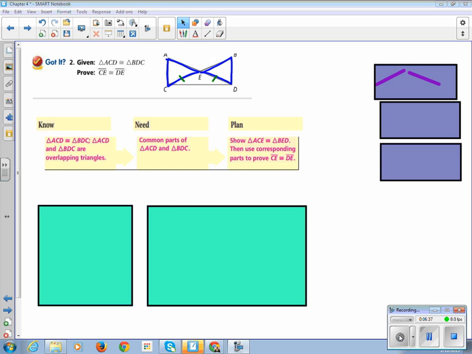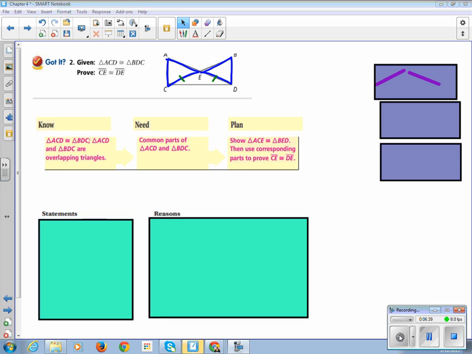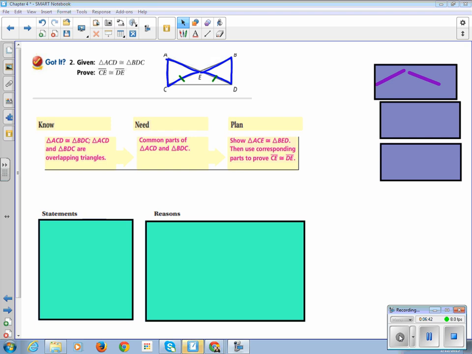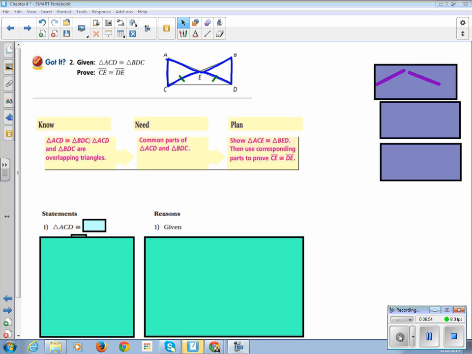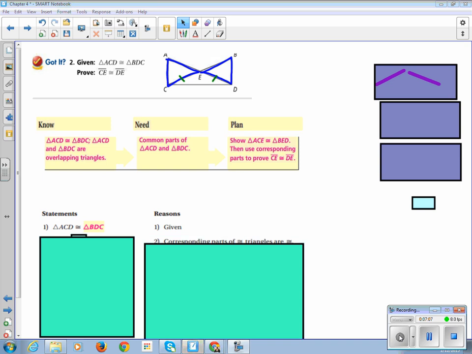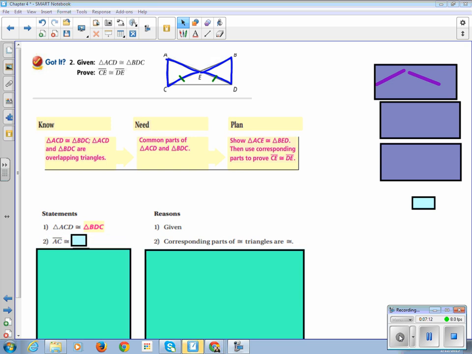All right, so let's actually prove this. So I'm going to have a statement and a reason. What is usually the first thing we state in a proof? The given. So for sure we want to state that given. So we're going to say triangle ACD is congruent to triangle what? BDC. Awesome.